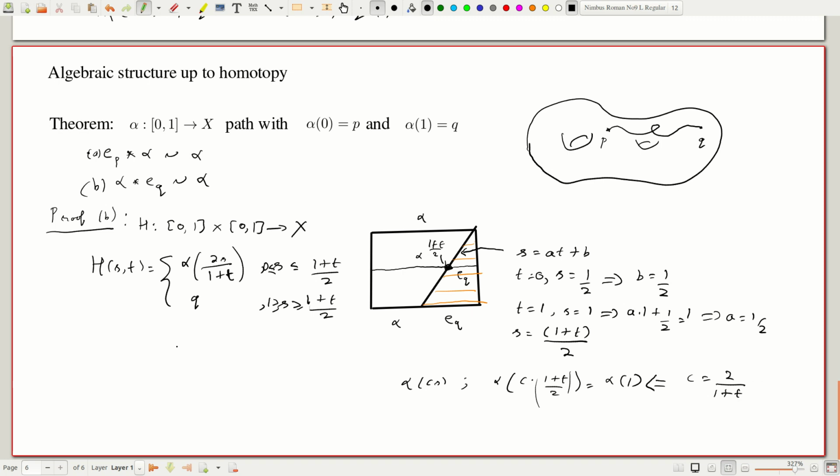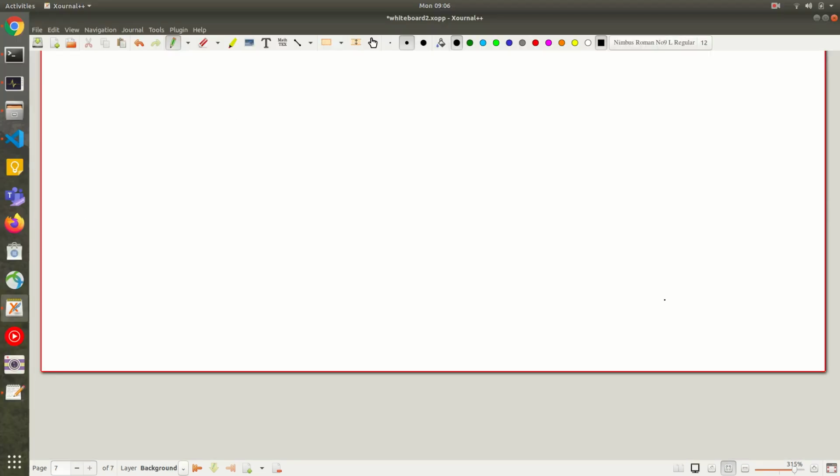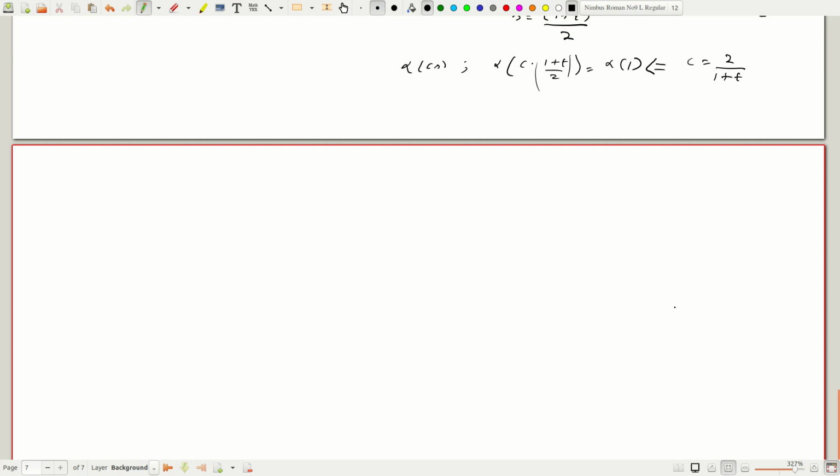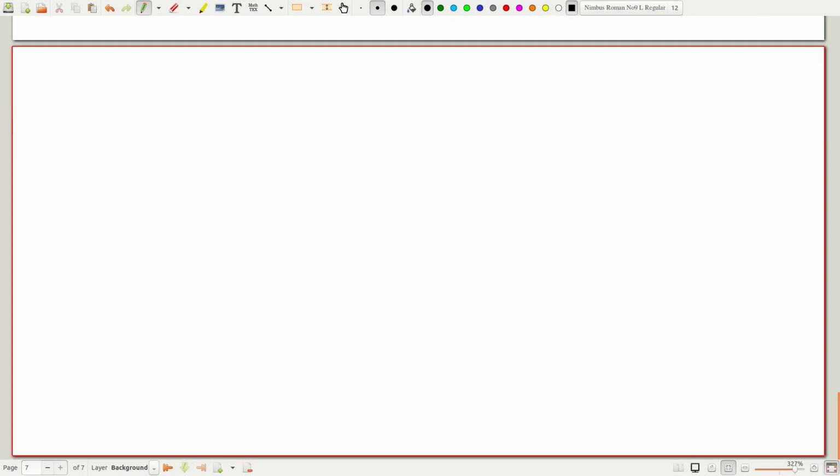So first we'll go on to A, which we had stated earlier. I did B first because the picture was a little bit similar. Recall that this is trying to say that EP star alpha is homotopic to alpha. And not surprisingly, we will get a similar picture, a square. Let me take a slightly more erect square.